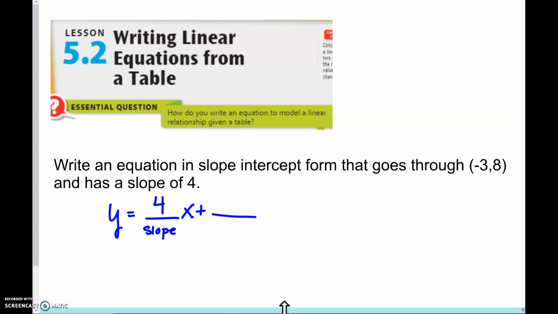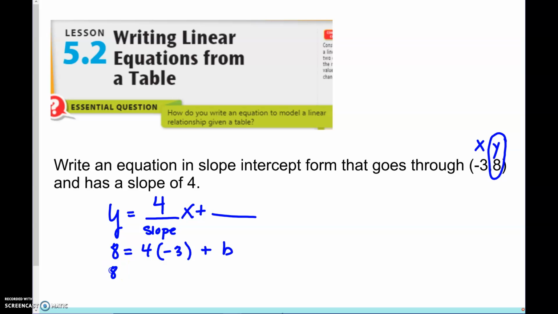Now, they give us an ordered pair, -3, 8, but we can't just say that the y-intercept is 8, because this first value would have to be a 0, so it would have to be 0, 8. So this is not the y-intercept. This is just some point that the line is going through. Well, we can substitute this value, y is 8, over in here for y. We're going to leave the 4, and we're going to substitute this number in place of x. We're going to put a -3, and then we can solve for b.